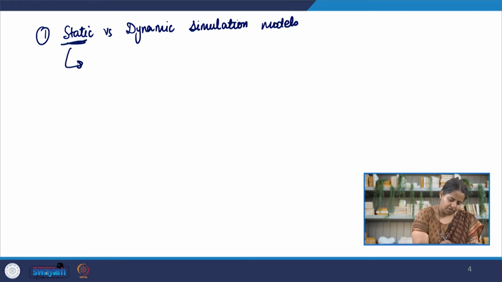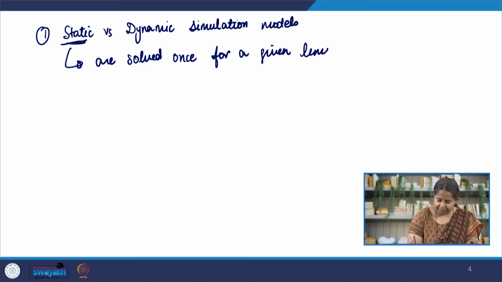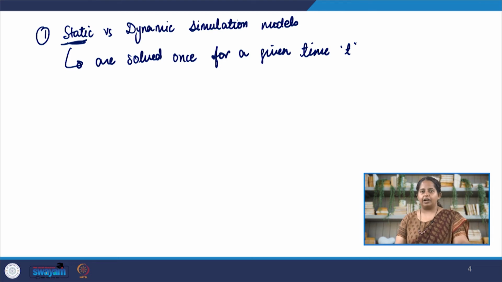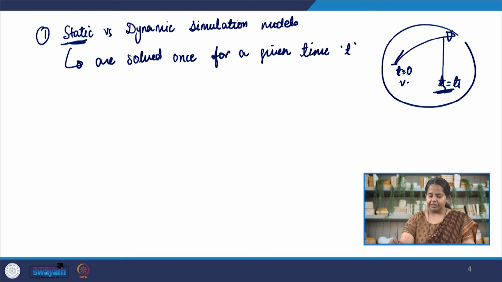So static models are solved once for a given time t. For example, if you remember in school, we learnt about how to calculate the velocity, the distance, the height of a body in projectile motion. So let's say a body was put forth in projectile motion. We know at time t equal to 0, we know what the velocity was and the angle. So we basically know the velocity. And we want to figure out at time t equal to t1 exactly what its location is, this body's location, its velocity, and height from a particular surface, not necessarily the ground level, but height from a particular surface. So we can calculate, we can simulate this reality for a given time t1. This is an example of a static model.